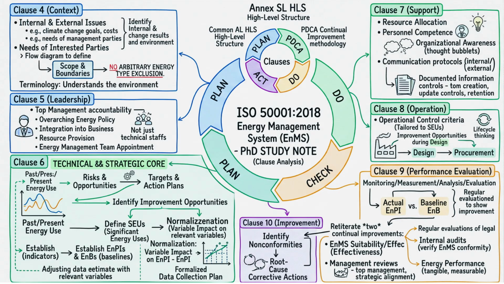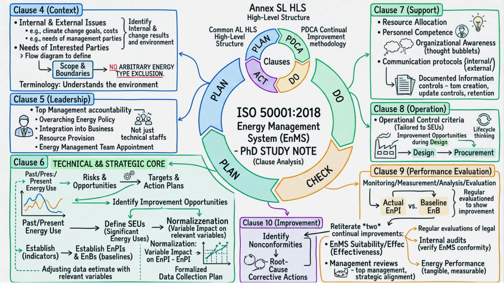Everything in clause 6 is built on the PDCA cycle in the center of the infographic. This is the plan phase in its purest form. By the end of this clause, the organization has a data-driven roadmap that directly links energy performance to business objectives.